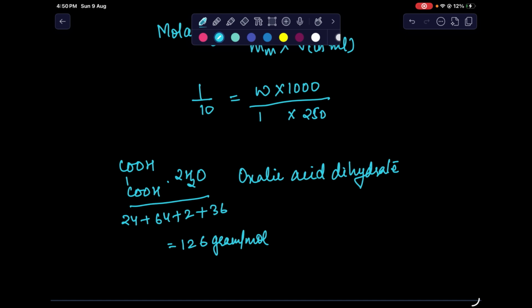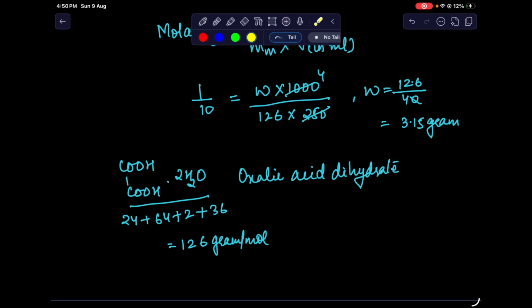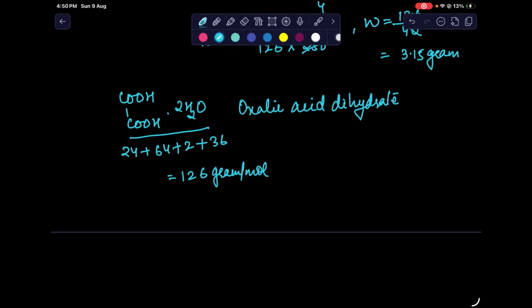I'll put this value here. So I get W is equal to 126 upon 40. So this becomes 3.15 gram. So basically I have to add 3.15 gram of oxalic acid into 250 ml of solution. So how do we do that?